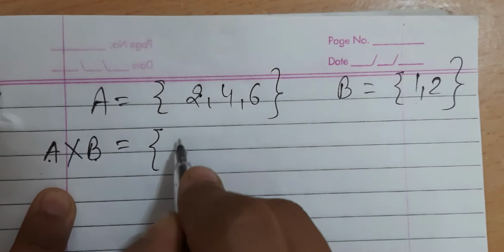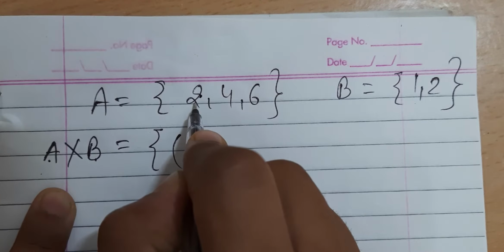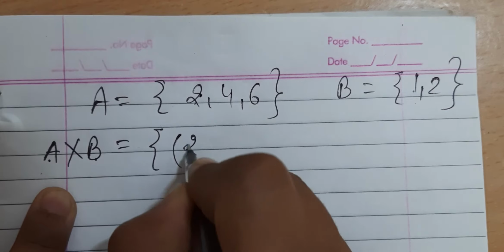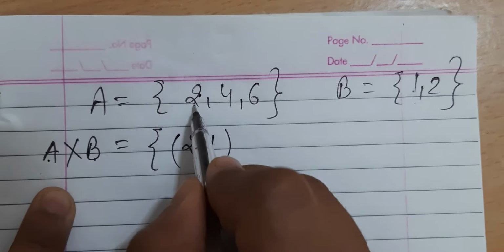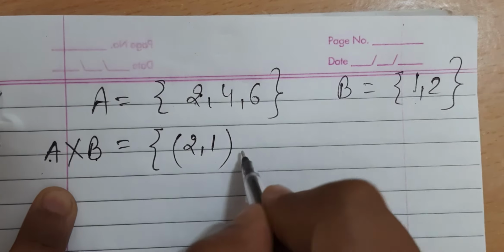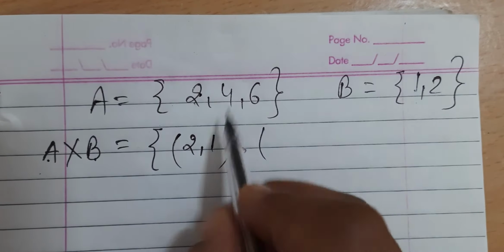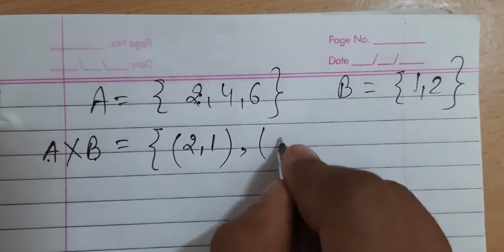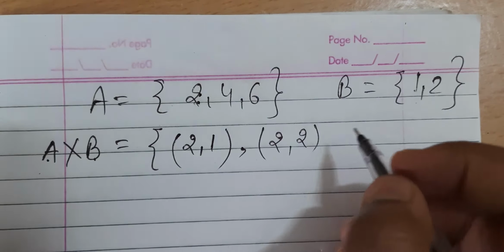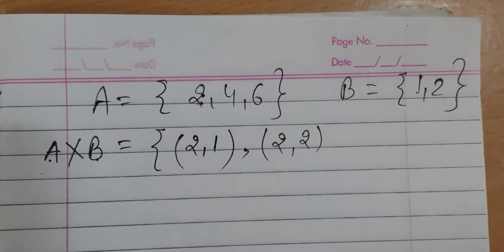So we'll take the first element of set A and the first element of set B, making an ordered pair. Now next, the first element of set A and the second element of set B. In this way, we'll write all the ordered pairs.